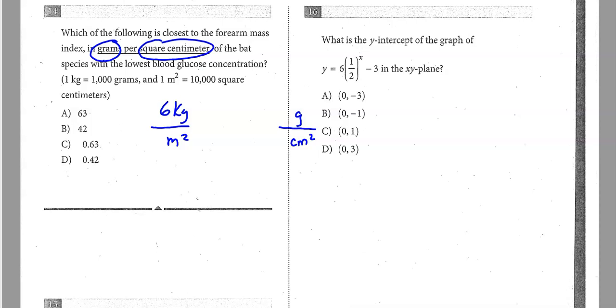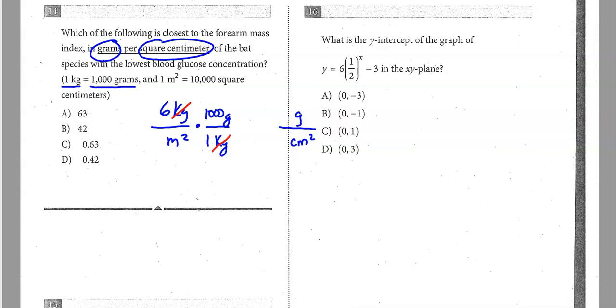It says 1 kg is 1,000 grams. So I need to get rid of that kilogram, so I'm going to put it on the bottom. 1 kg is 1,000 grams. Now I can cancel out the kgs because I have one on top, one on bottom, and I've got my grams.